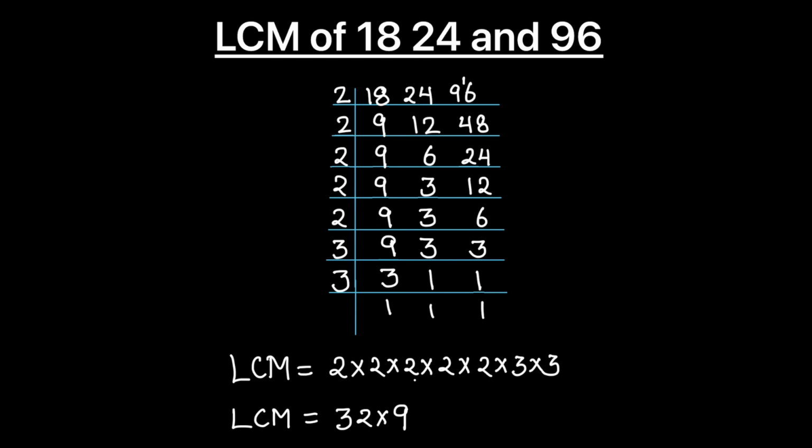32 times 9 will be the LCM of the three numbers, which equals 9 times 2 is 18, 1 carried over. 9 times 3 is 27, 27 plus 1 is 28. So 288 will be the LCM of the three numbers.